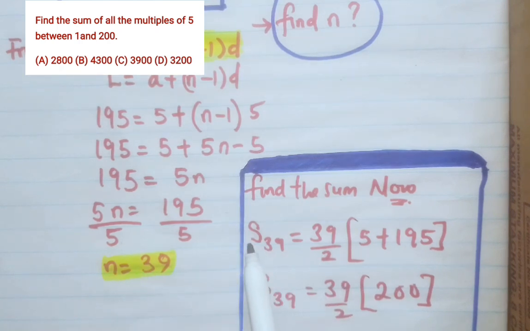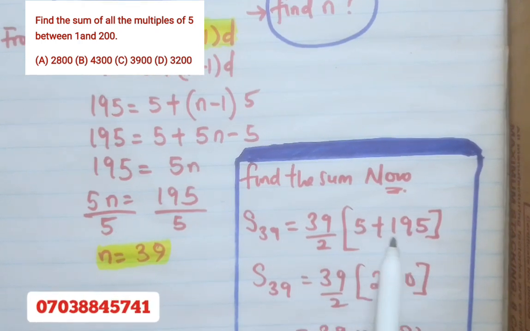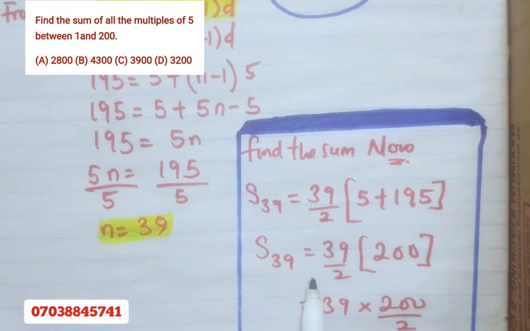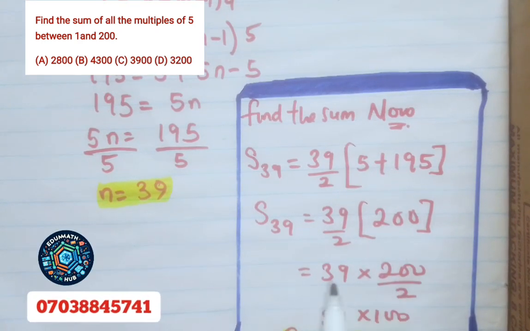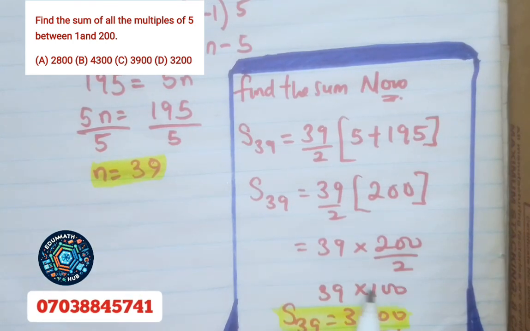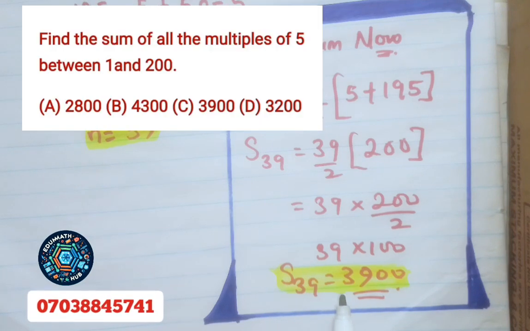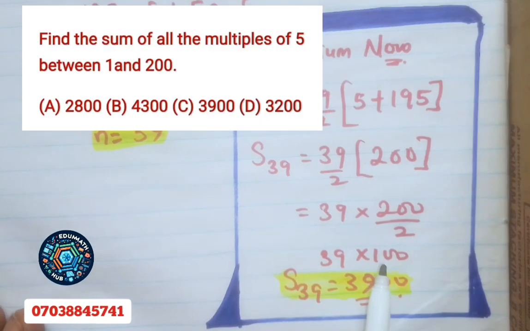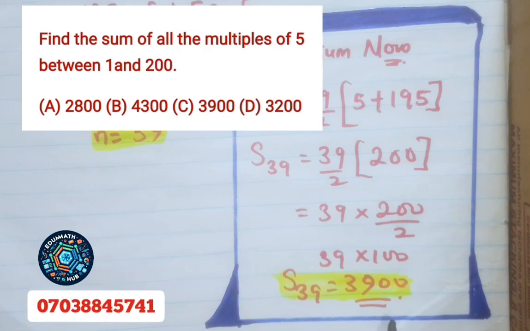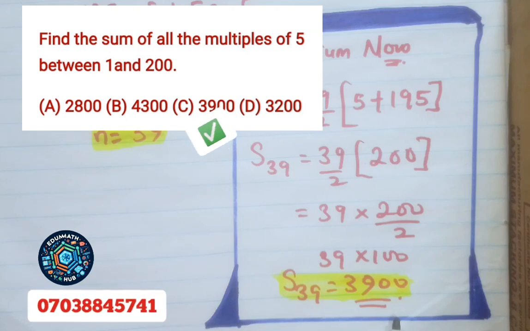So you have S39 equals 39 over 2. You open your brackets, 5 plus 195. Just add what is in the bracket here, you're going to get 200. Then this bracket sign here means times. So you have 39 times 200 divided by 2. 200 divided by 2 will give you 100. Then you just multiply 100 times 39. That will give you 3,900. So the sum of all the terms from the first term, which is 5, to 195 is 3,900. And you can easily see that in the options.